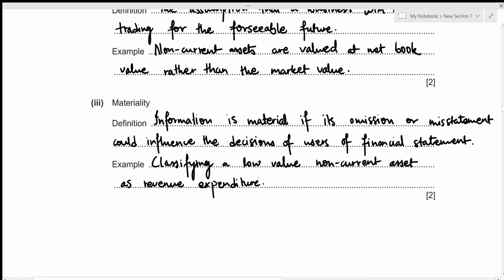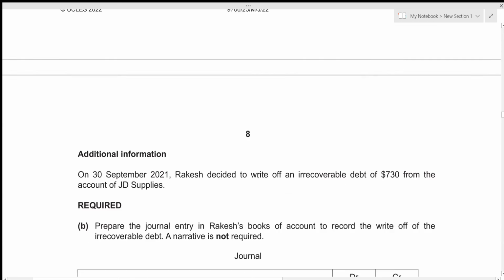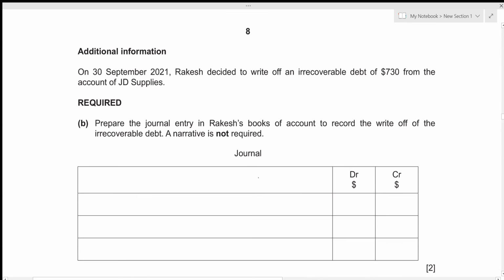Alright, this concludes the first part of this question. Now we can move to the second one. We are given additional information. On 30 September 2021, Rakesh decided to write off an irrecoverable debt of 730 from the account of JD Supplies.